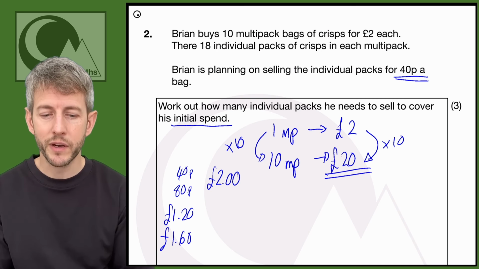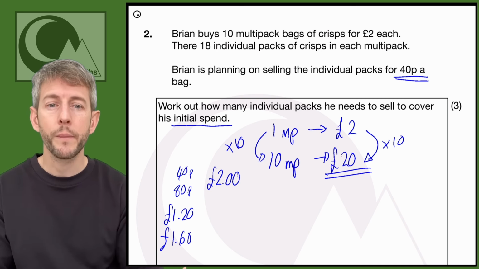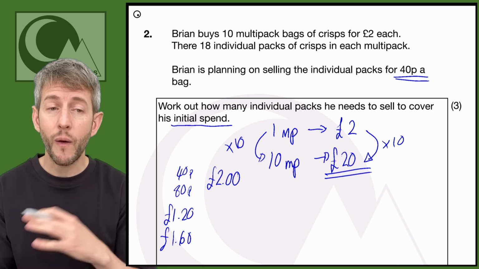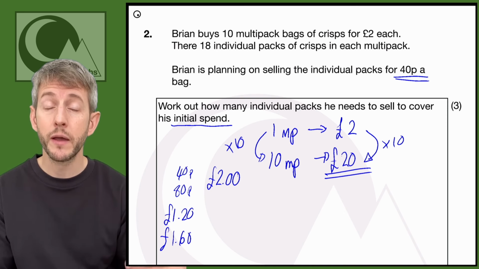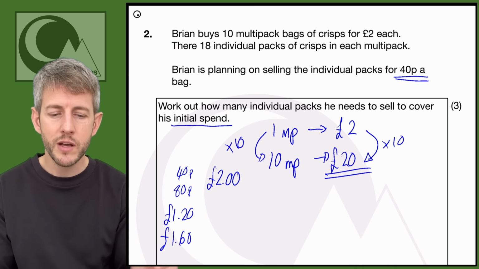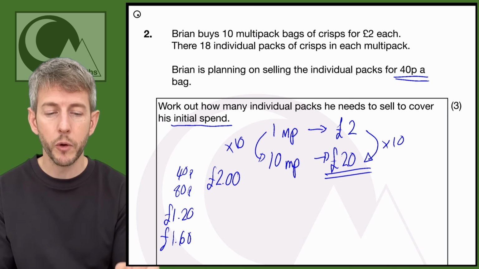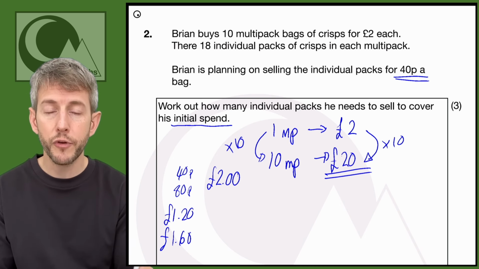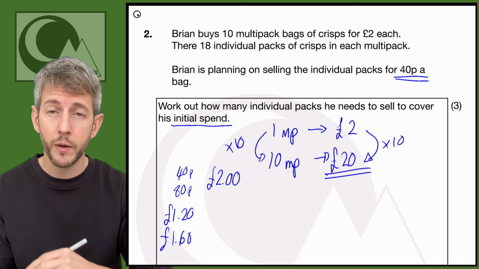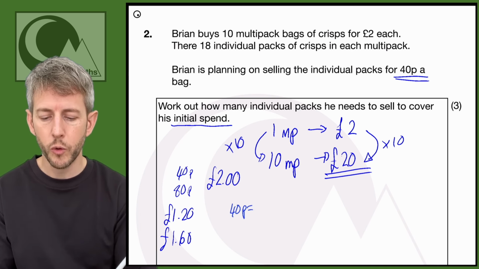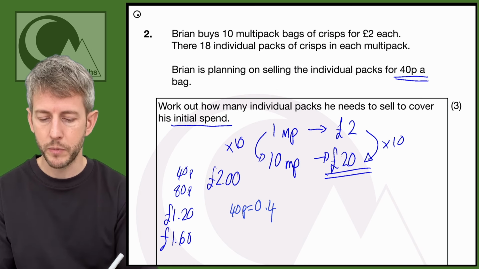The quickest way I'm going to do now is to just simply work out how many lots of 40p makes up £20. Now, in order to do this, we need to get our units in the same measure. So currently we've got pounds here and we've got pence here. So that's a little bit tricky. So what I'm going to do is convert this 40p into pounds. So I know that 40p equals 0.4 pounds. I'll put the pound sign there.